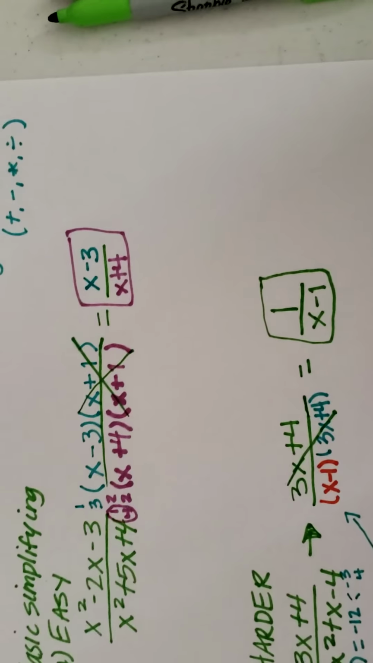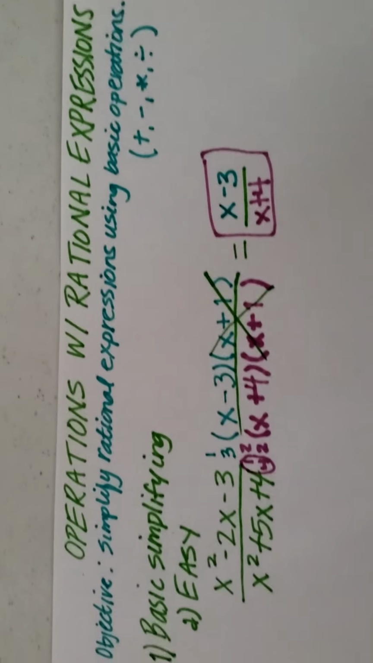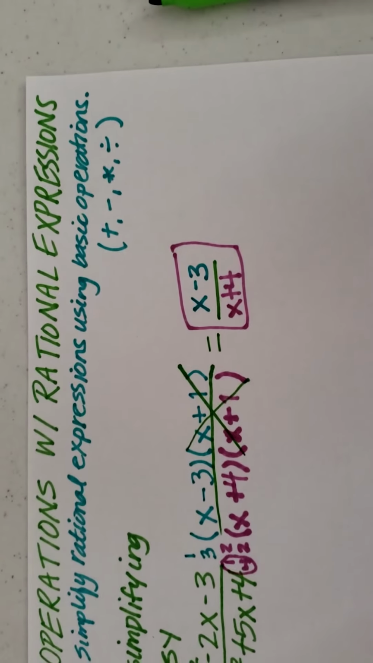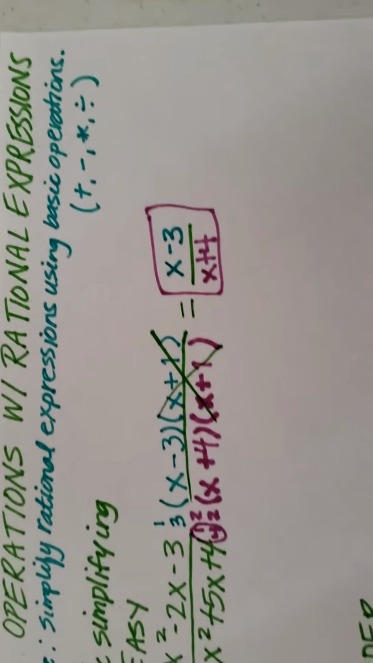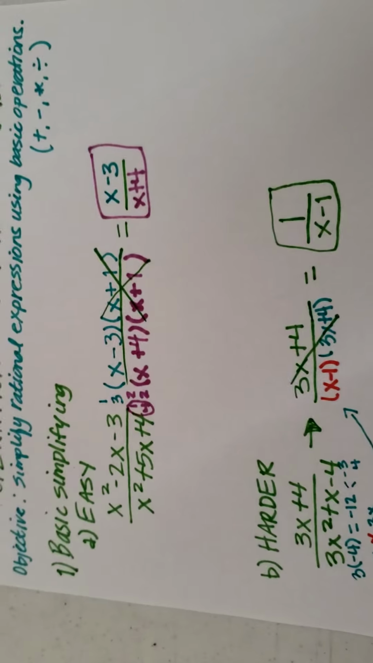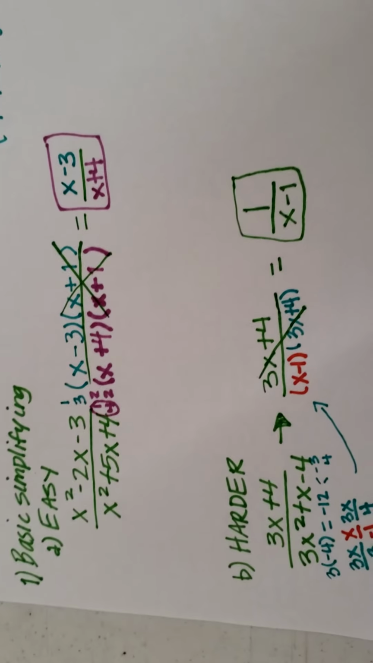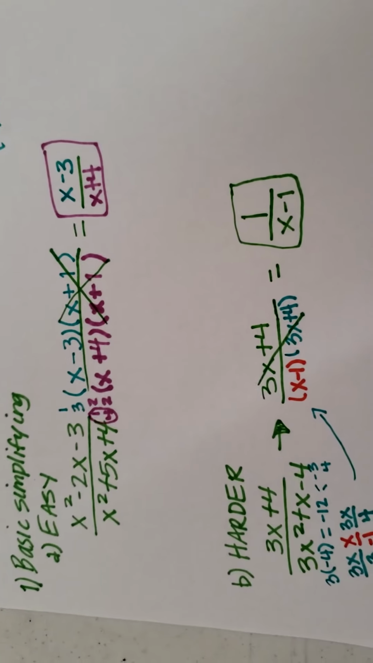All right, just want to remind you guys that we are working on operations with rational expressions here. Our objective is to simplify our rational expressions using basic operations, and those operations are to add, subtract, multiply, and divide. So I started you off with some basic simplifying. There was an easy one, and then it got harder. These are not the most basic of simplifying rationals, but we've done some previous work with that.